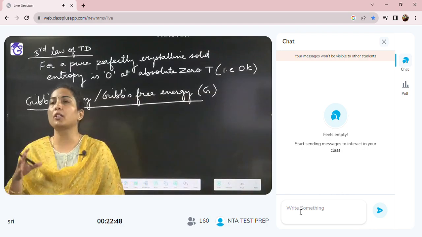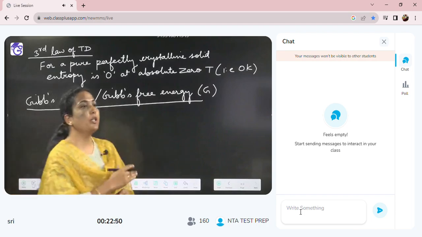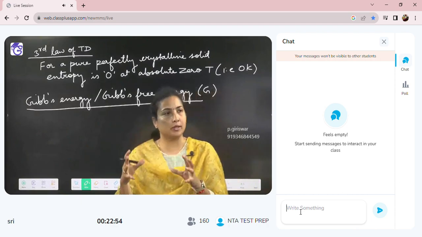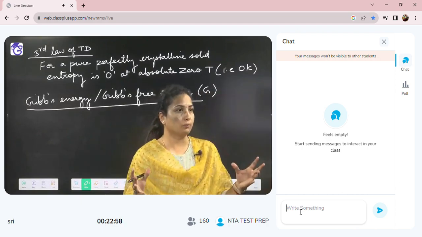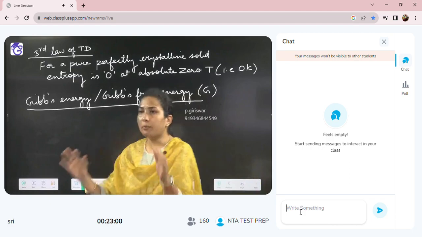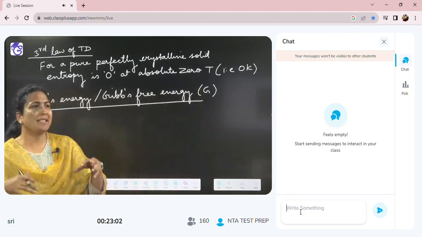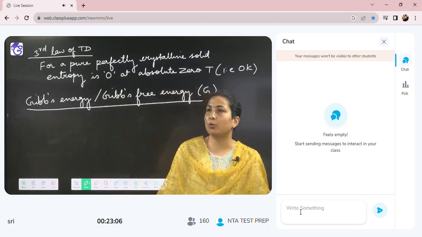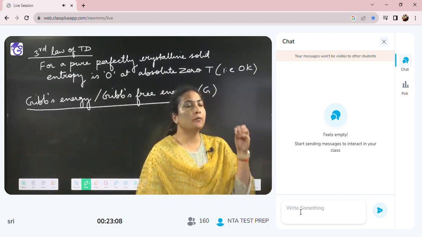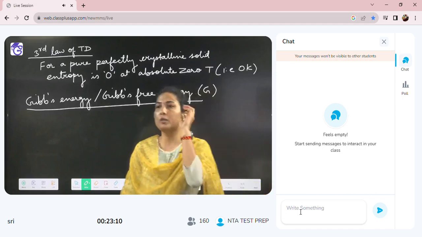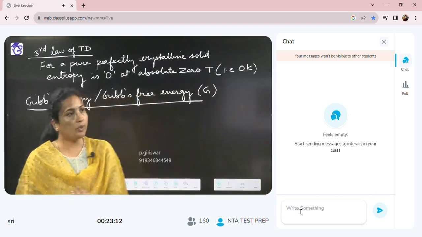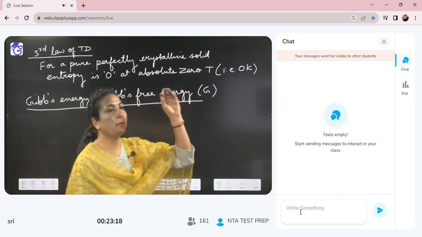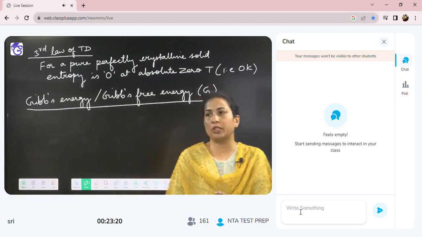When I say spontaneous reaction or spontaneous process, I'm referring to those processes which happen on their own, right? You are not bringing any external agency or external help from outside to make them happen. They will happen on their own. Now if you see a waterfall, water always falls from a greater height to a lower height, right? At greater height potential energy is more, at lower height potential energy is less.